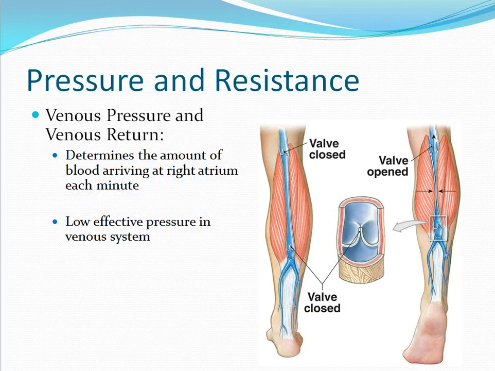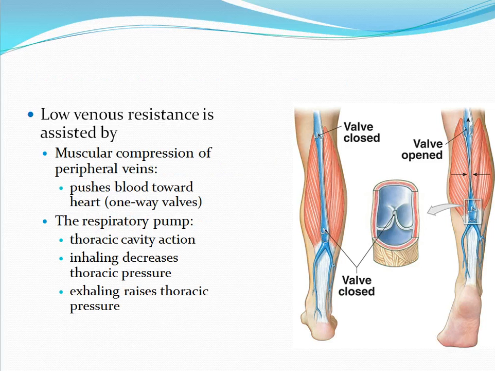This low pressure and the resistance will be assisted by two factors. The first factor we looked at earlier, and this is muscle compression of the peripheral veins. Again, when the muscles contract, they will compress the blood vessels, pushing blood back to the heart through the one-way valves. Venous return also relies on the respiratory pump.